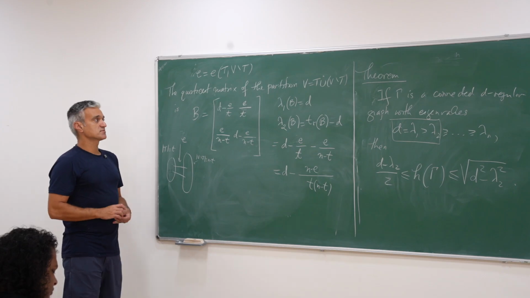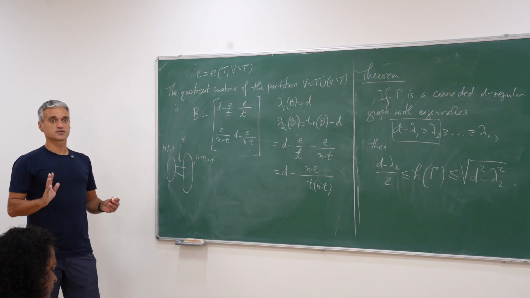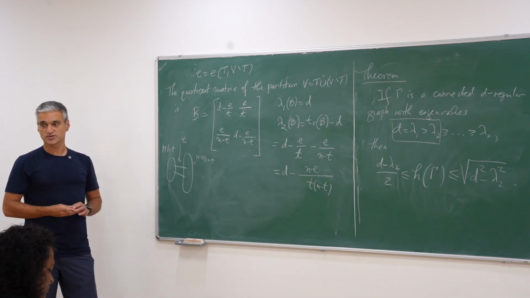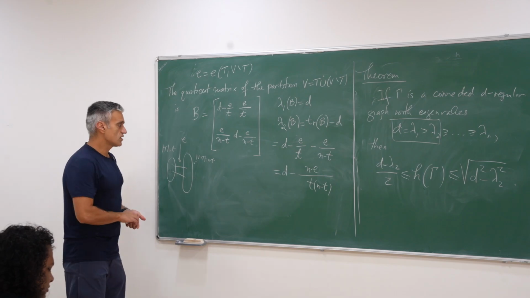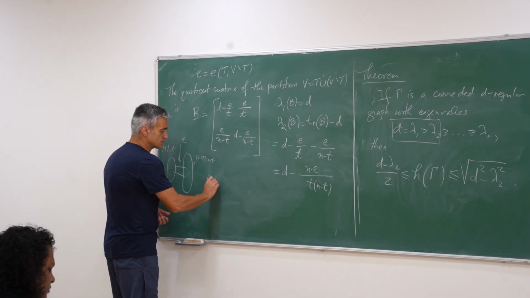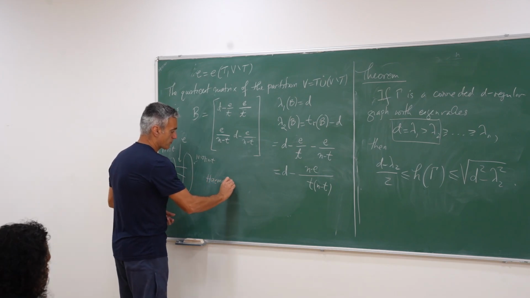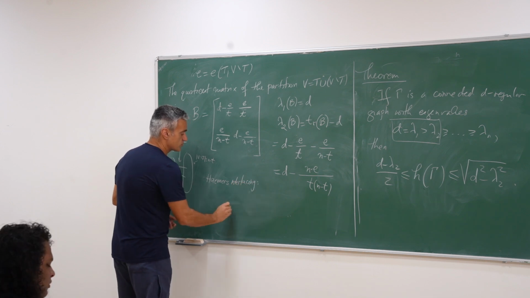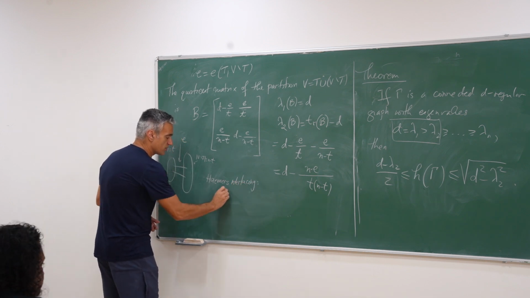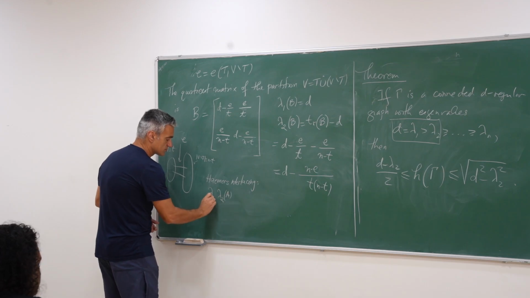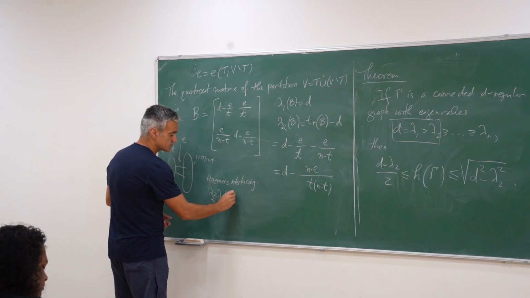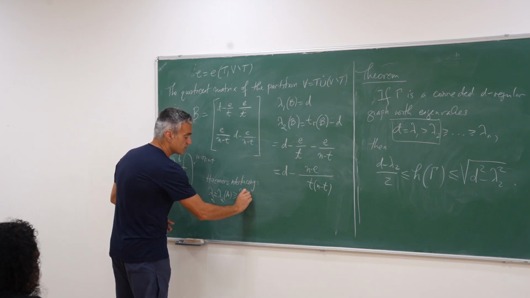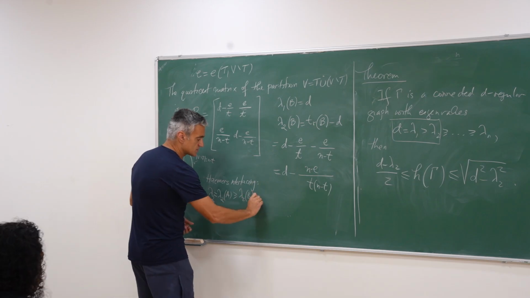So at this point, I haven't done anything. It's just I did my homework to do the calculations for the quotient matrix, and now by Hammer's interlacing, what do we know? We know that lambda 2 of A, which I denote by lambda 2, is going to be greater or equal than lambda 2 of B, which is this thing.